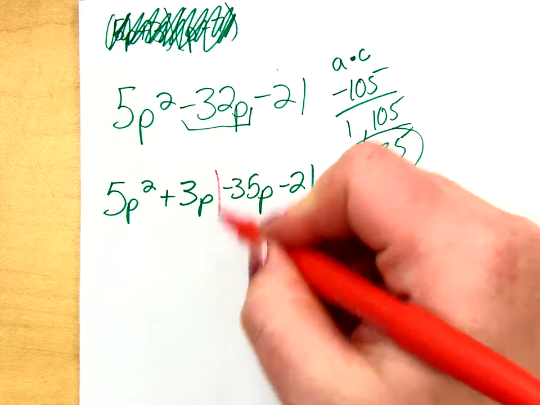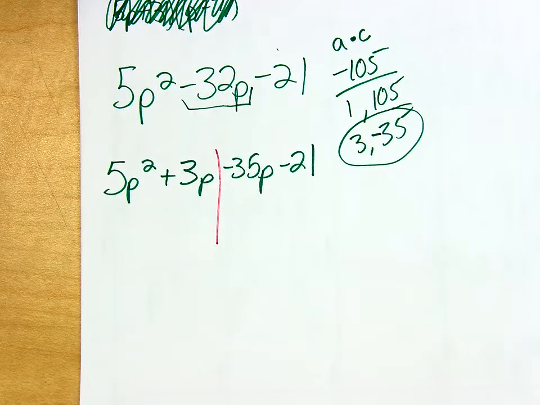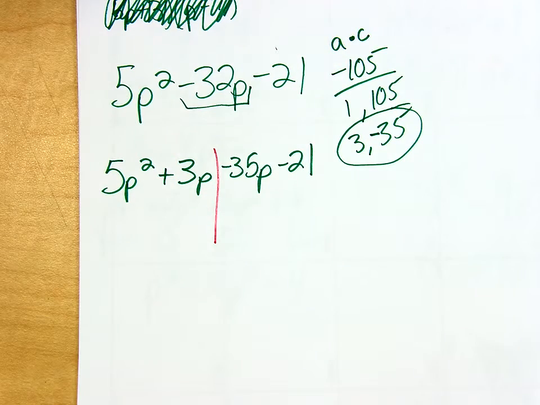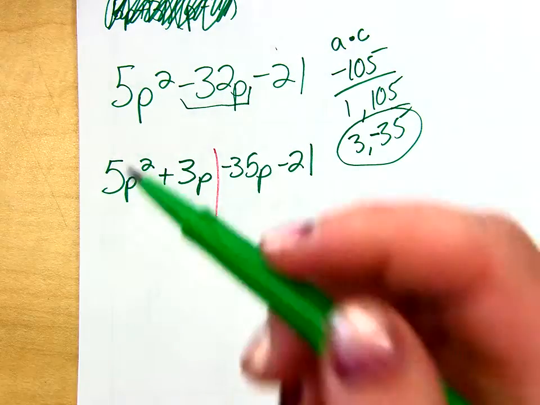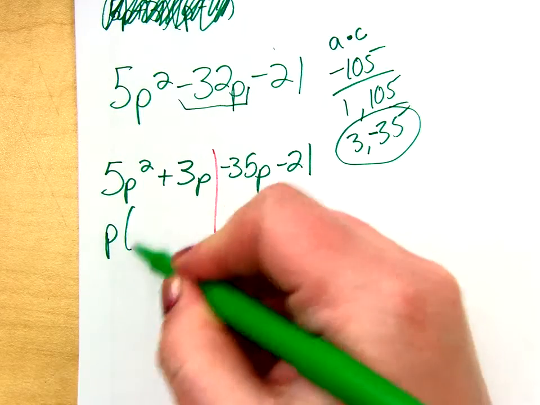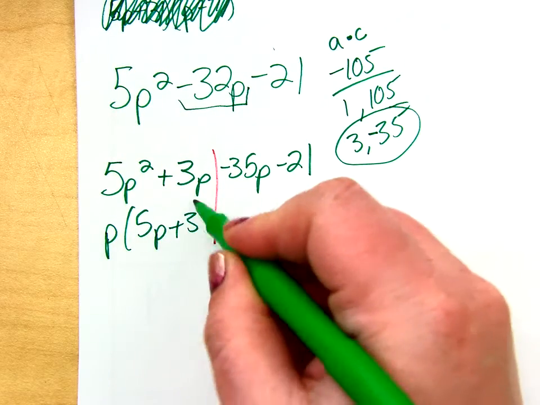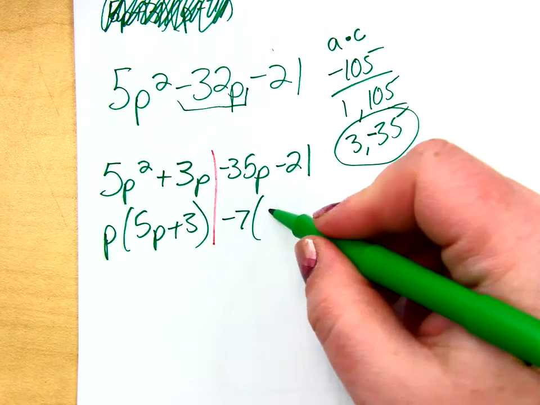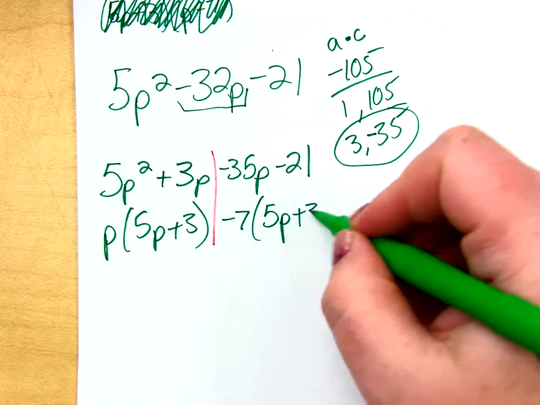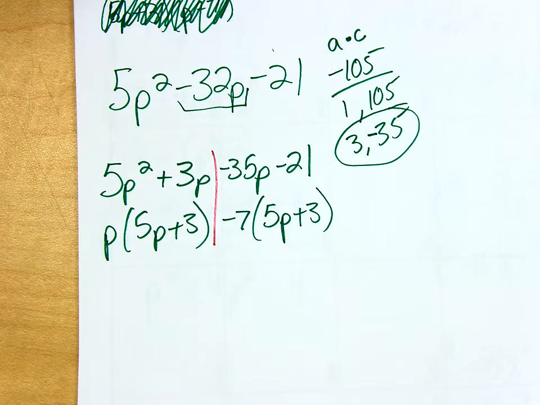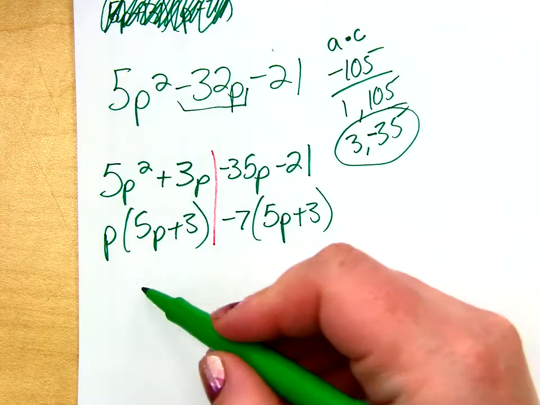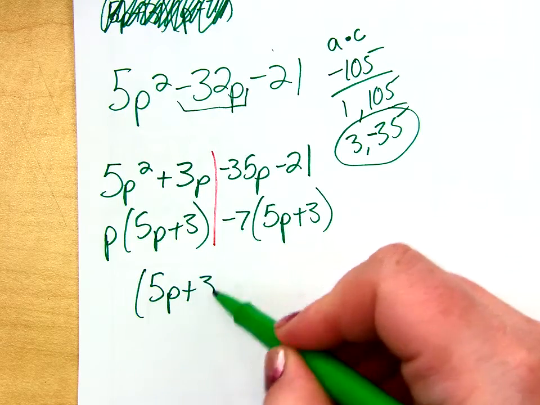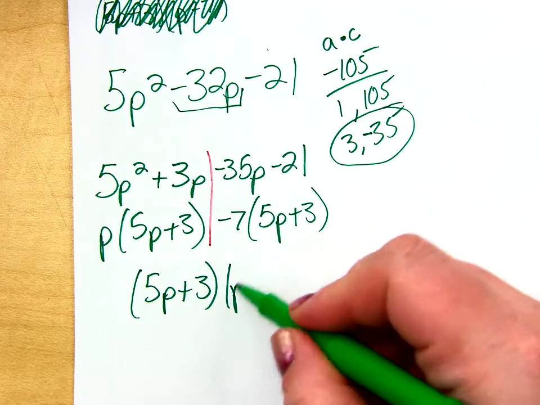So this one, I'm going to factor each side. Out of the left, what can you take out? P. Out of the right, what do I take out? Negative 7. You are correct. And then I'd be left with 5p plus 3. Just like before, look, my parentheses match. So that's one of my factors, and the other one is what's out in front, p minus 7.